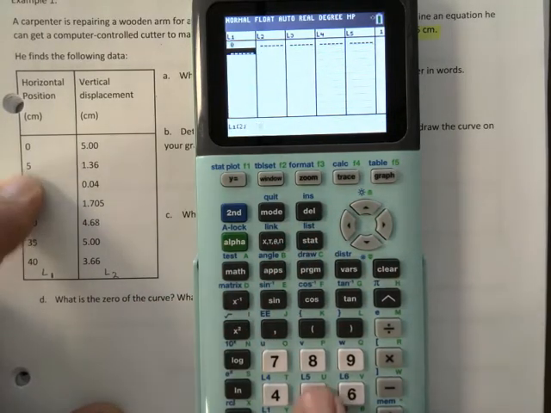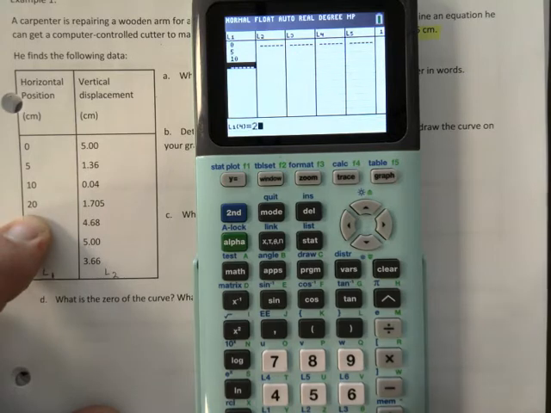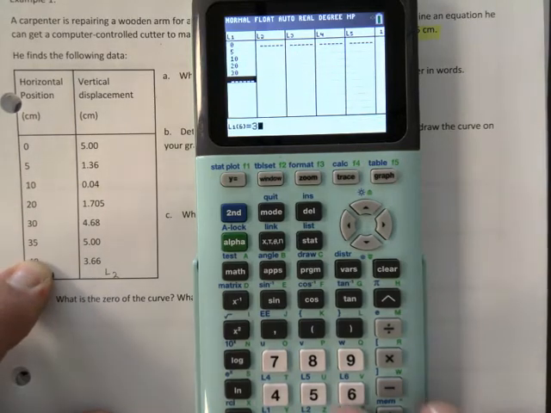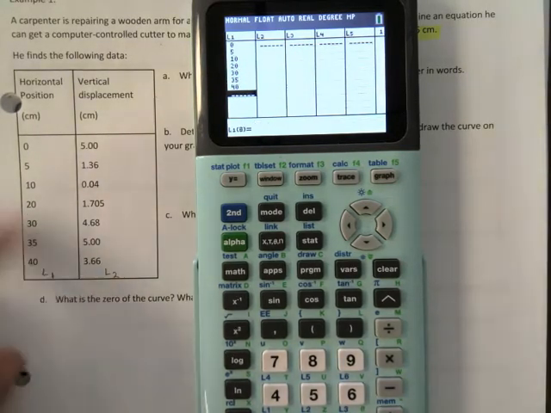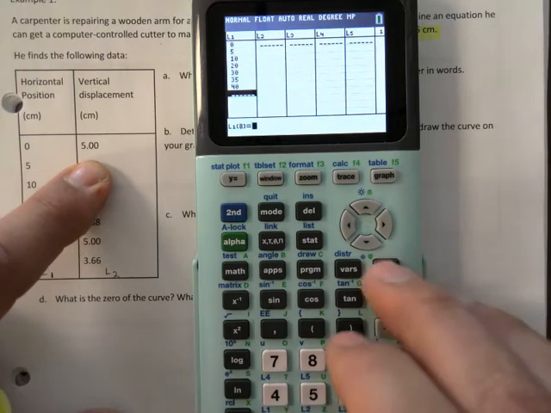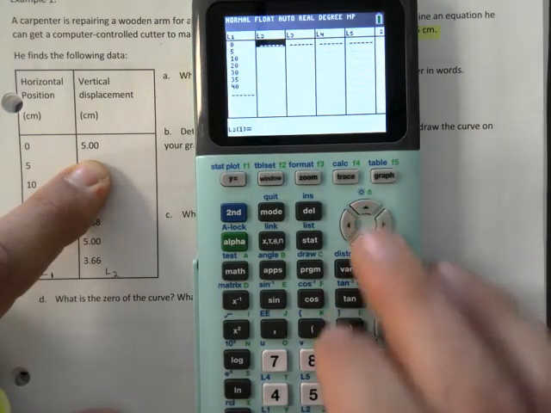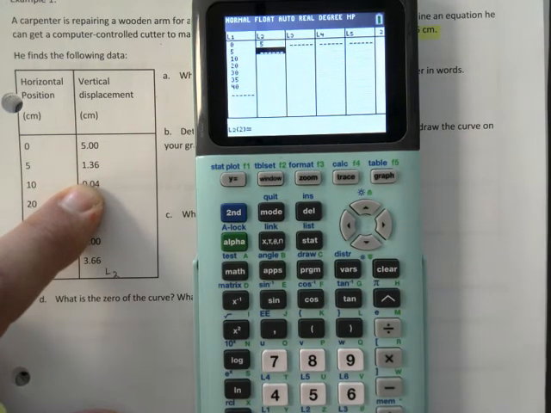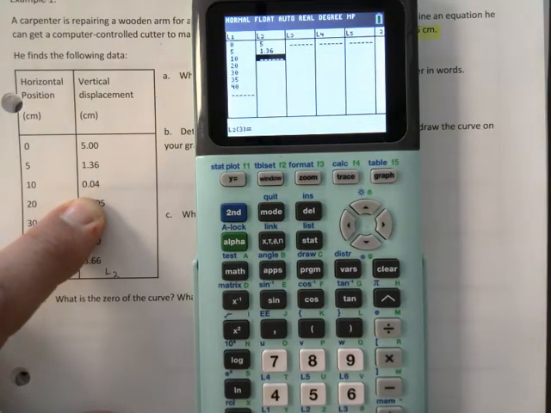And then 0, 5, 10. You don't have to have a pattern here. It is what it is, okay? Sometimes there is a pattern, sometimes there isn't. And then 5, 1.36.